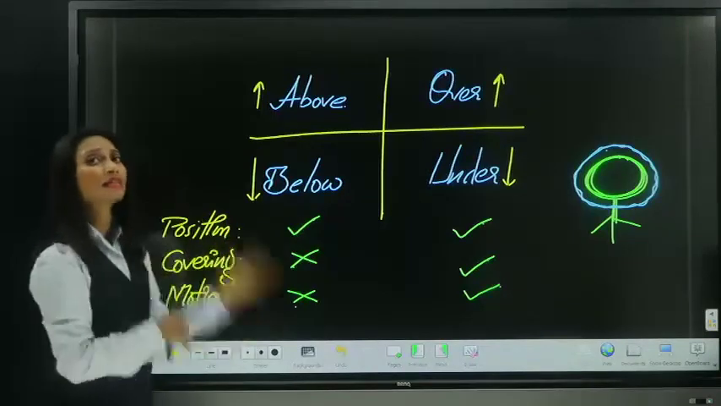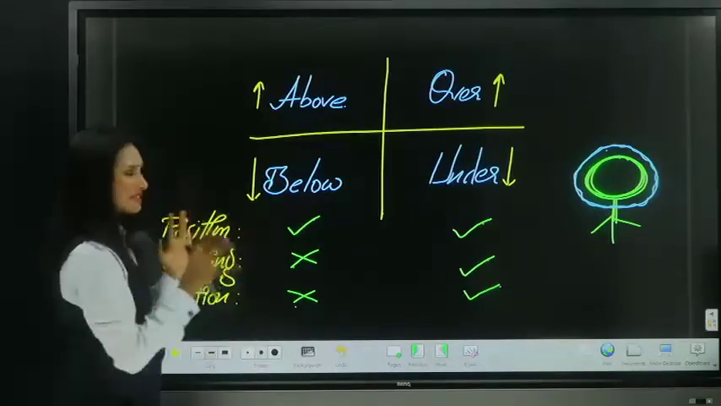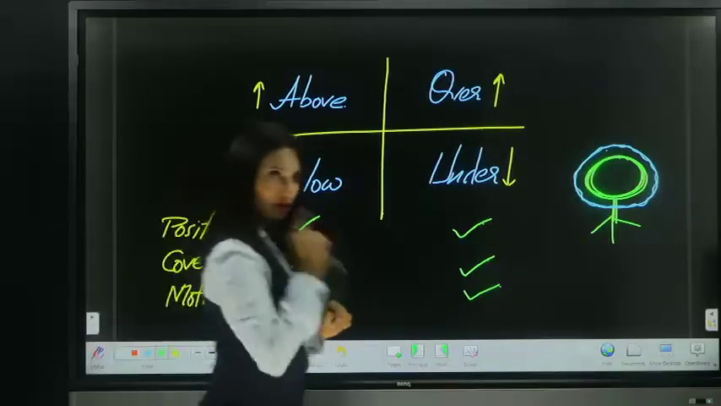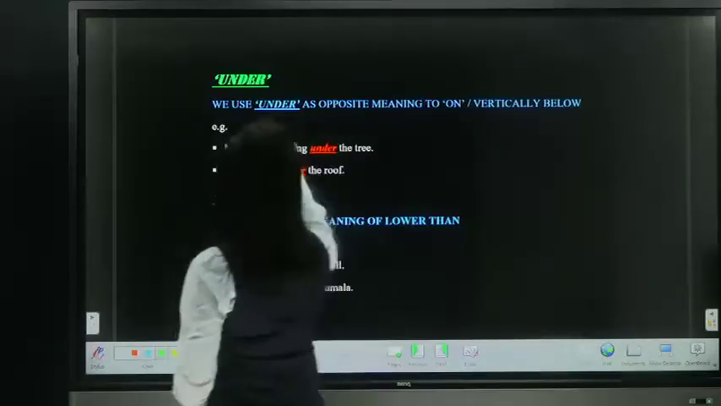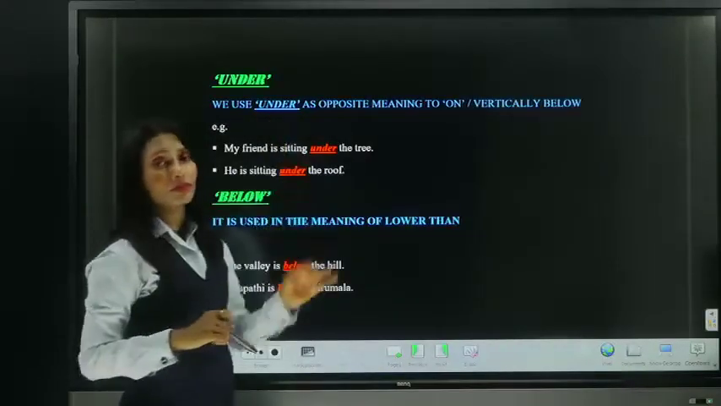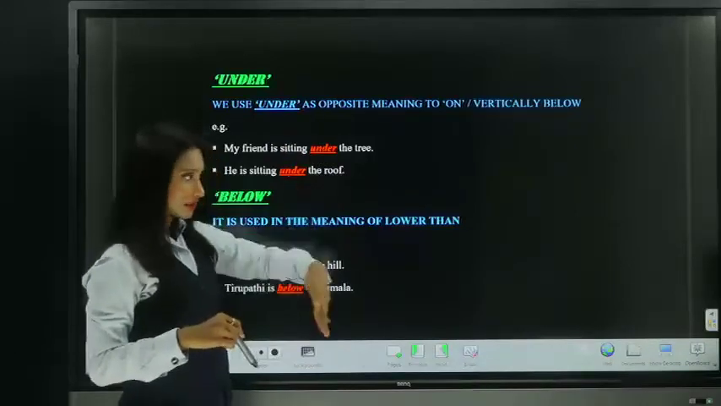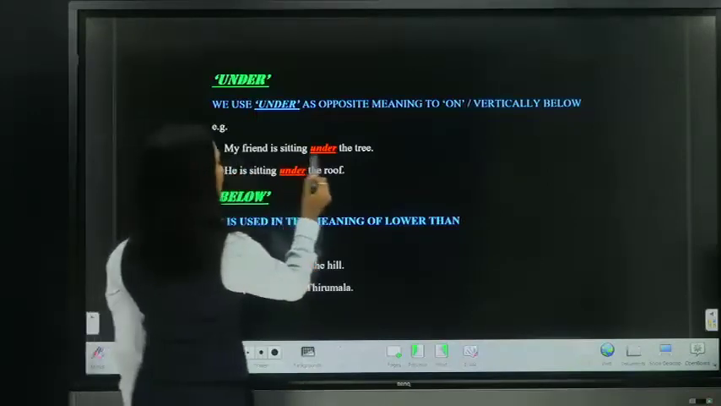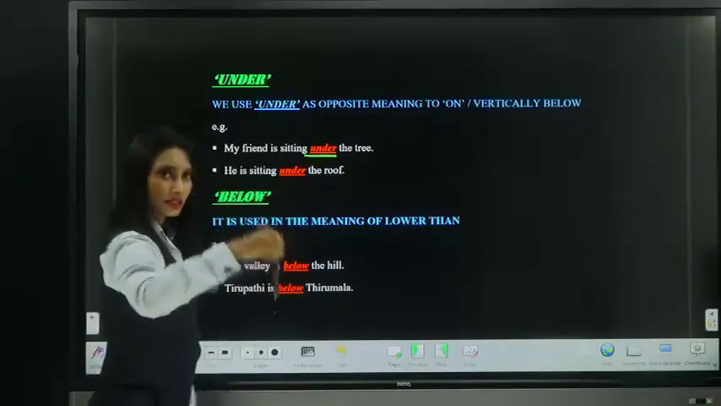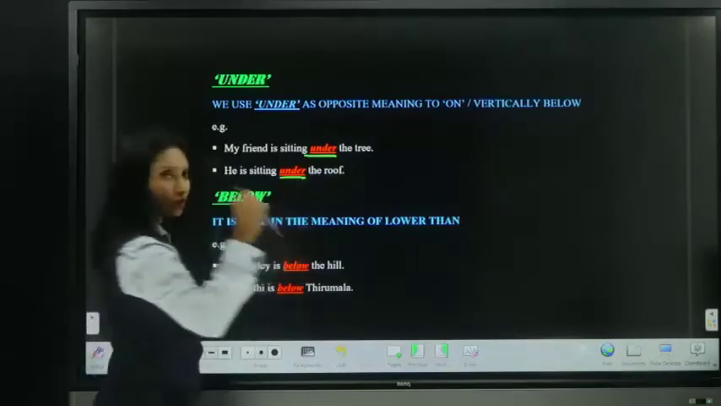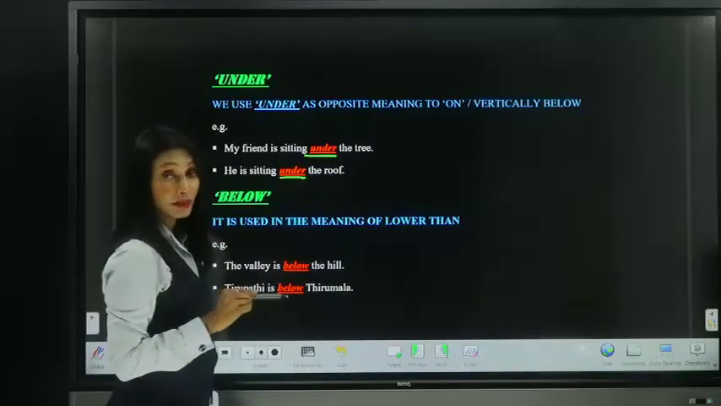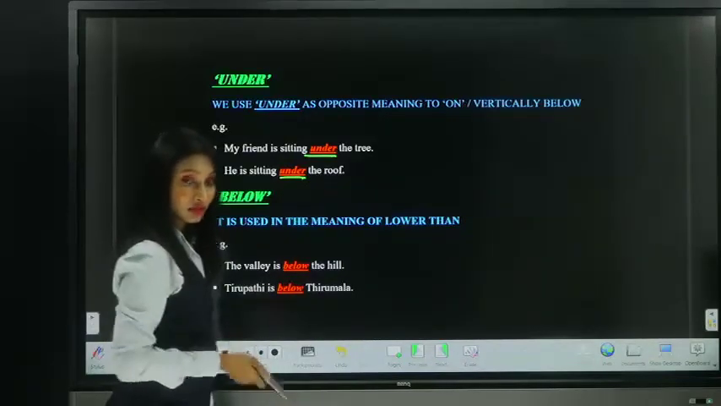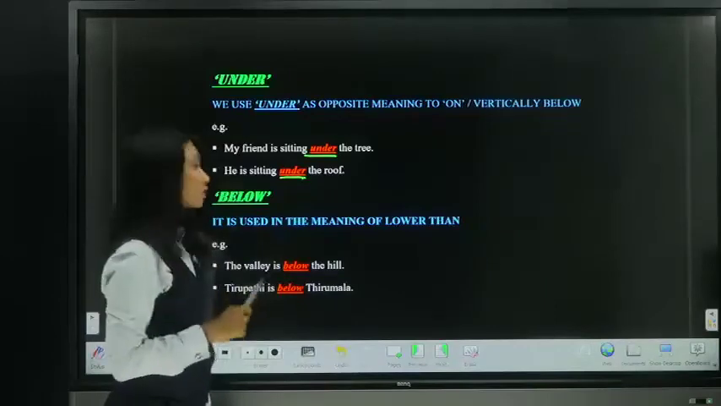However, we'll see individual uses in depth, but this is just to give you a clear picture before we see the usage. Now let's move on. The first one is under. As I told you, under is used in the opposite meaning of on, that is down in position, or vertically below. For example, my friend is sitting under the tree, vertically below. He is sitting under the roof, down in position. Here we indicate position, but also the cat is under the table, covering. The water is flowing under the bridge, motion.